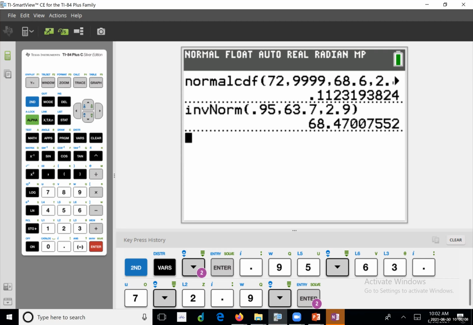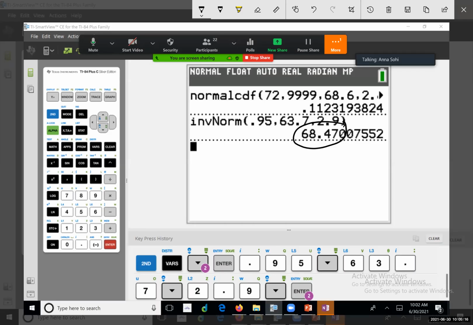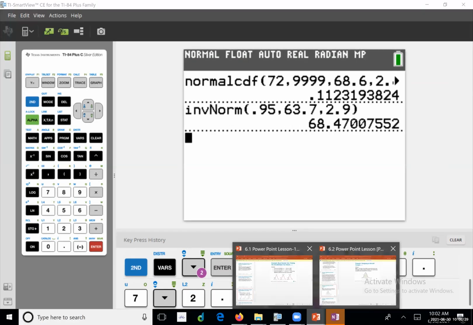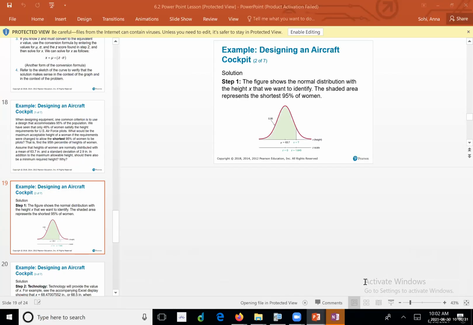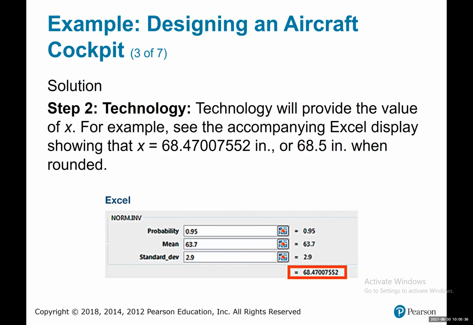68.47 inches. So the outcome of this one is the x, it is not a probability. Inverse norm, you put in the probability, you get x out. That being said, 68.47.